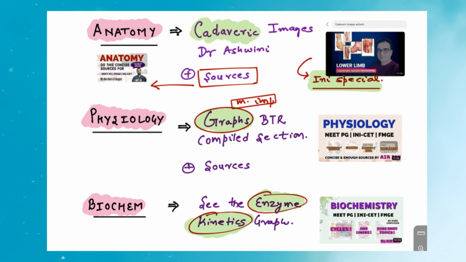So this is for first year. Mainly you have to cover the cadaveric images as a separate source and the graphs module for physiology, and if you want, see the enzyme kinetics graph in the biochem section, and you are done with your images in first year subjects, and you have to do the sources that I am telling in my subject-wise strategy video.